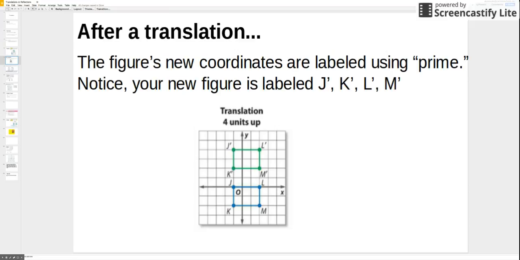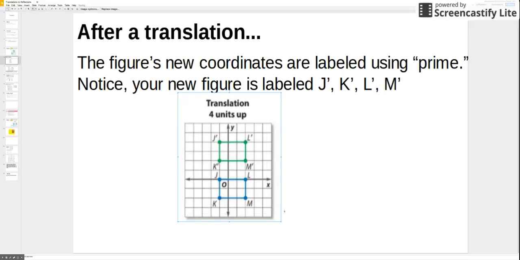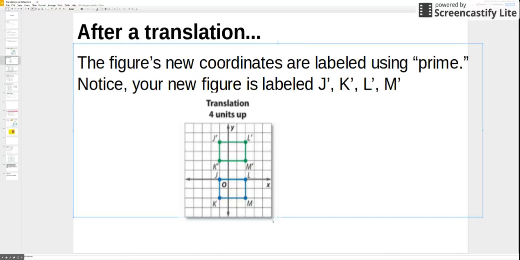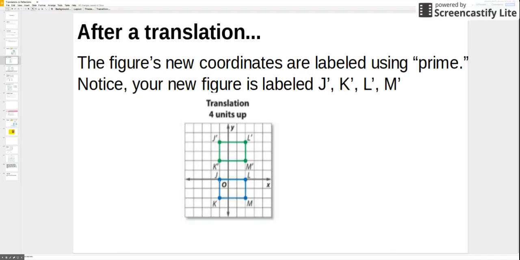After a translation, the figure's new coordinates are labeled using prime. Notice your new figure is labeled J prime, K prime, L prime, M prime. Okay, so those little apostrophes next to the letters mean prime. So if you notice here, after translating 4 units up, right? We translated this rectangle up 4 units. We just slid it up 4 units, okay? Our new figure has these little primes. That's what the apostrophe means, okay?